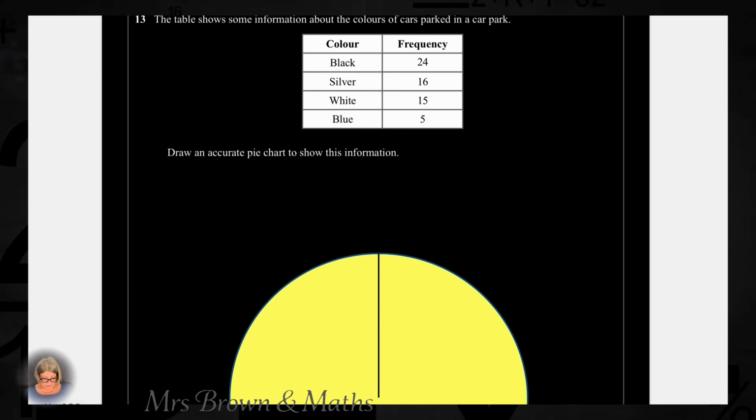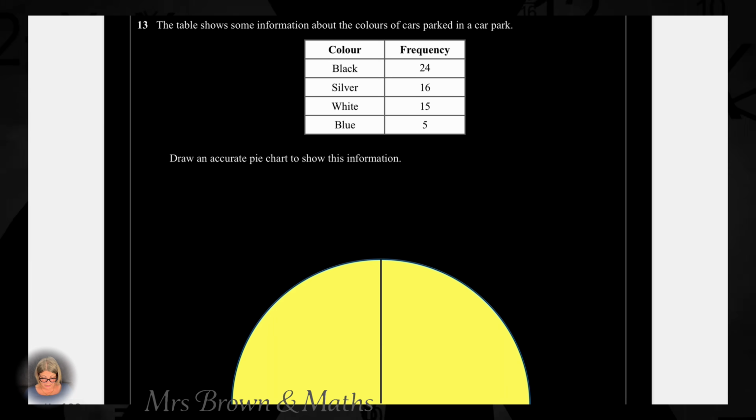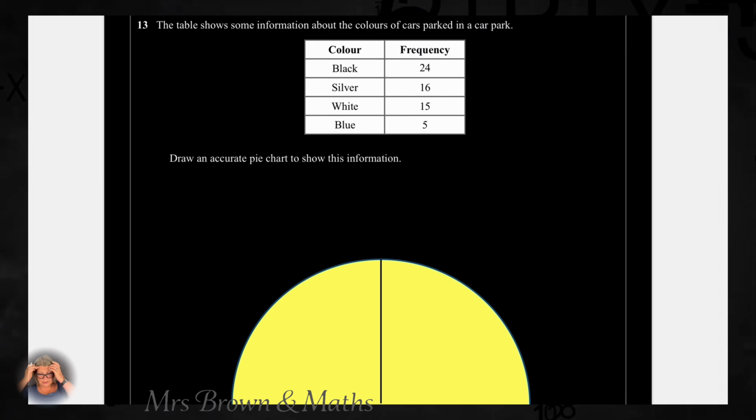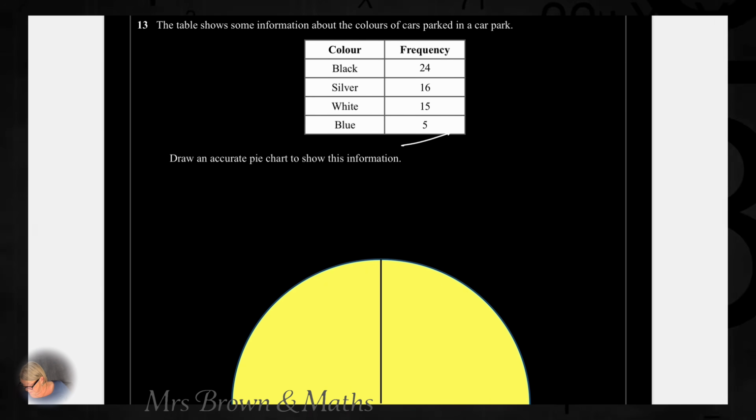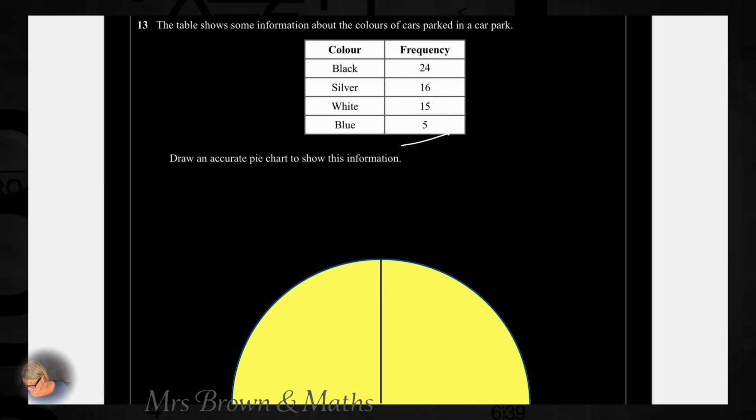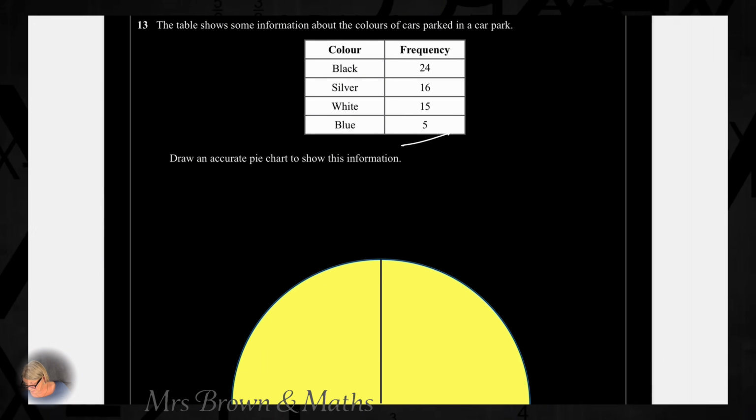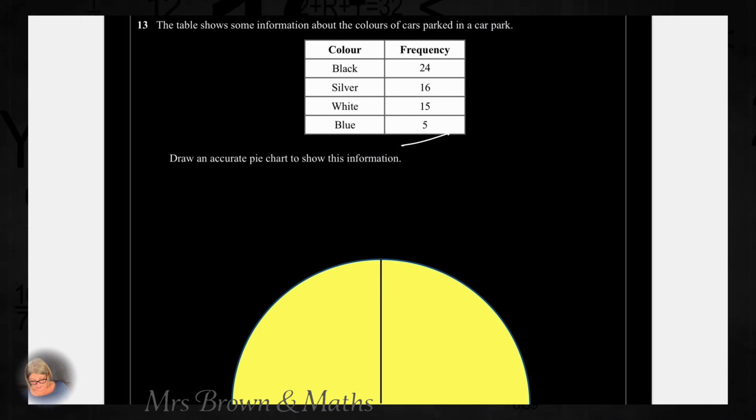Okay, the table shows some information about the colors of cars parked in a car park. Right, first of all, I will work out the total amount of the cars. Just use your calculator. 24 plus 16 plus 15 plus 5, 60 cars.